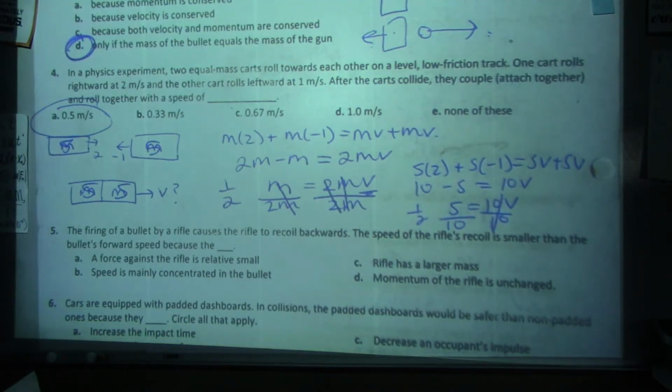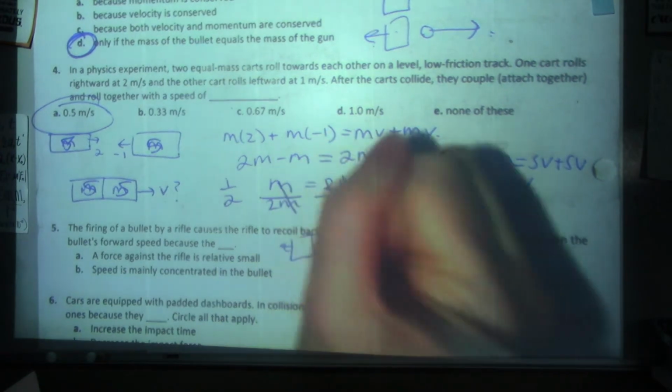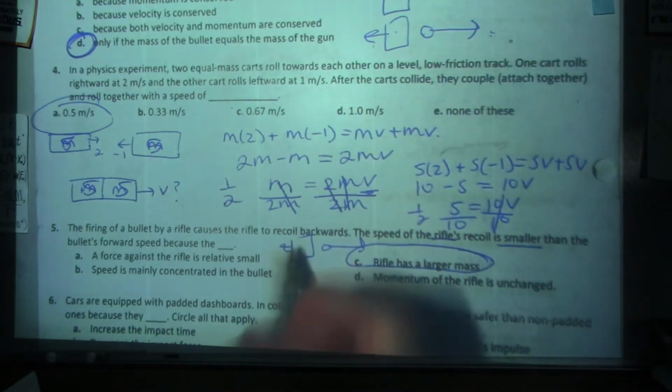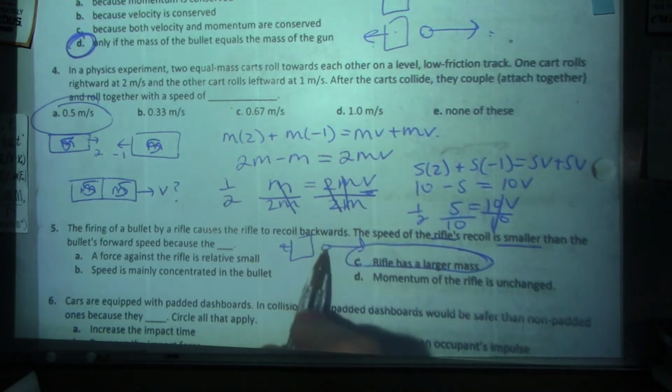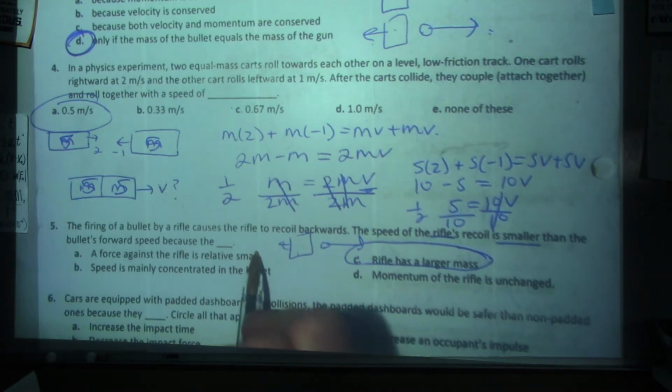Firing of a bullet causes the rifle to recoil backwards. The speed of the rifle is much smaller, so the rifle goes back slower than the bullet because the rifle has a much larger mass. They have the same momentum, but the lighter one, with less mass, goes much faster, and the heavier one, with more mass, goes much slower.